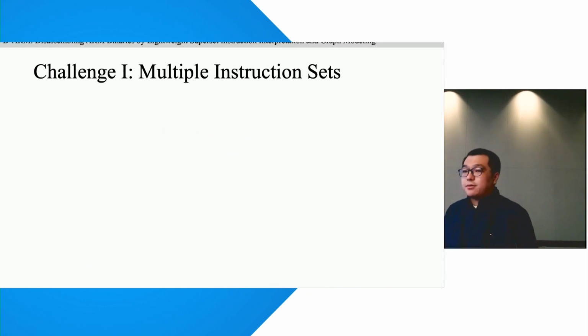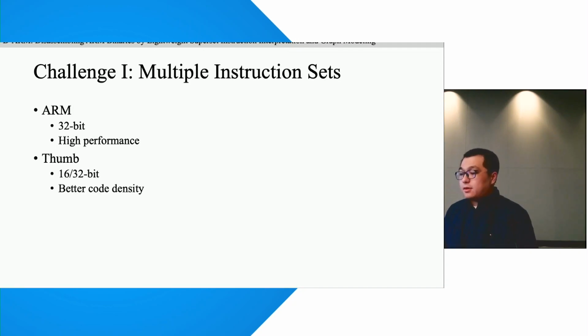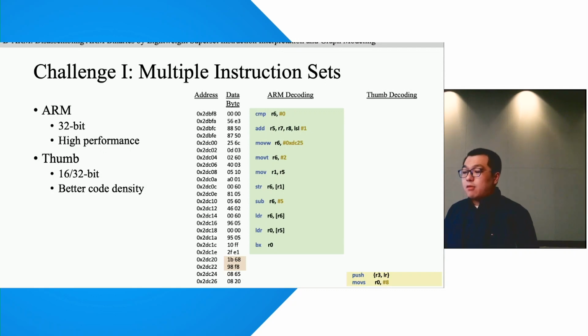The first challenge is, unlike x86 that uses a single instruction set, in ARM there are two main instruction sets. The 32-bit ARM instruction set is for high performance, and the 16 and 32-bit Thumb instructions aim to improve the compiled code density. Here is an example of an ARM binary.